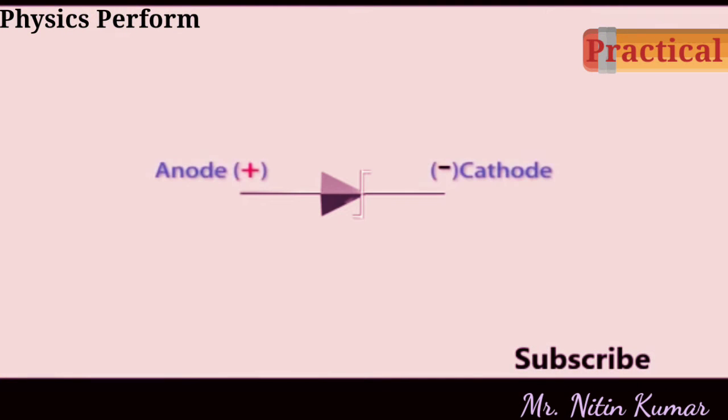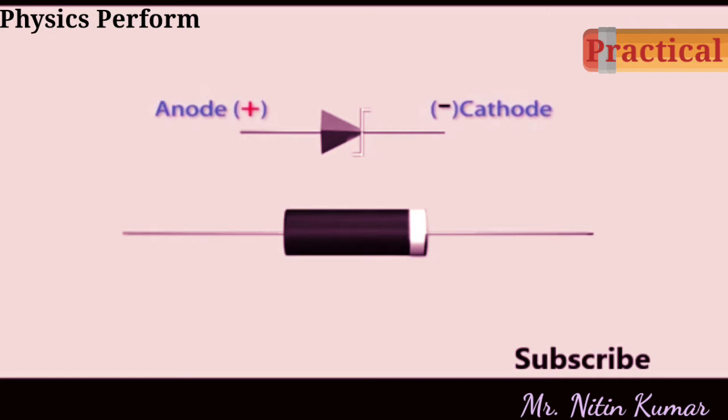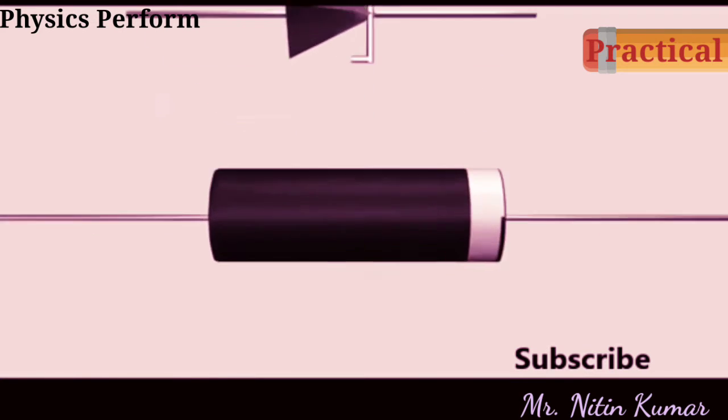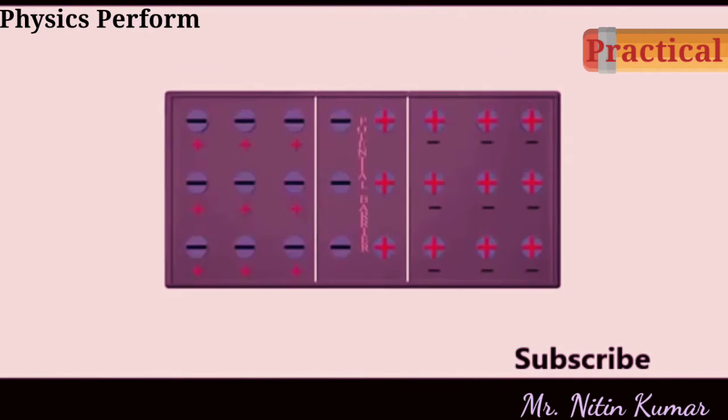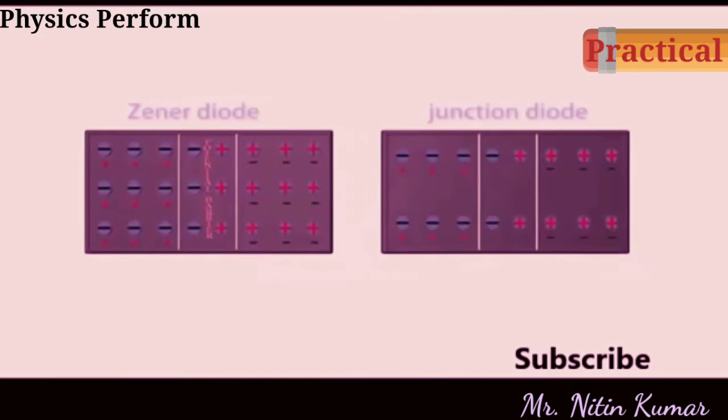A Zener diode is represented in this way in circuit, and in the real world it looks like this. A white line on one end indicates that it is the negative terminal. A Zener diode is a normal junction diode which is heavily doped when compared to the normal diode. Usually it is used in the reverse breakdown region. Here you can see that Zener diode has more charge carrier when compared to the junction diode.